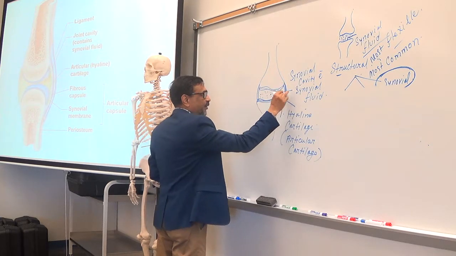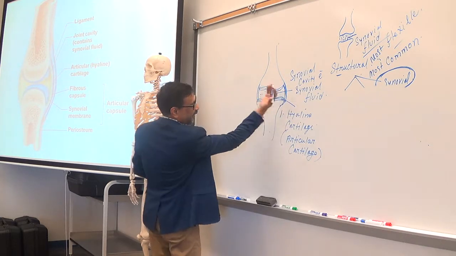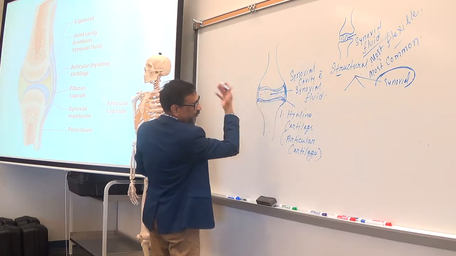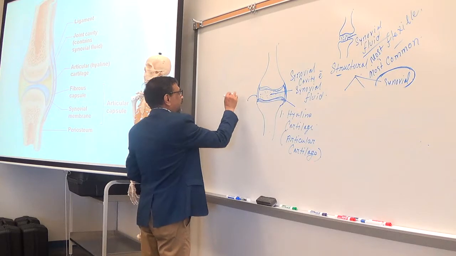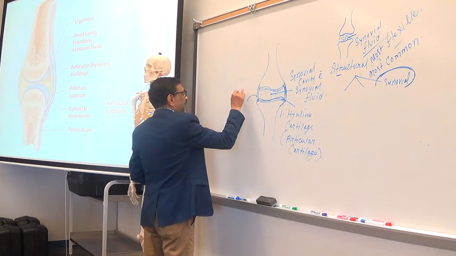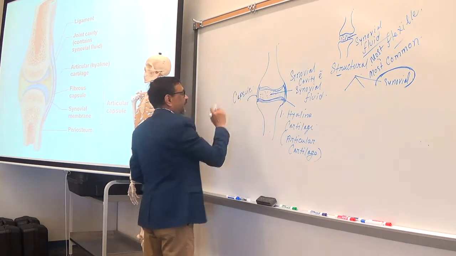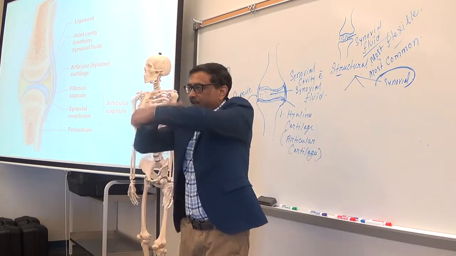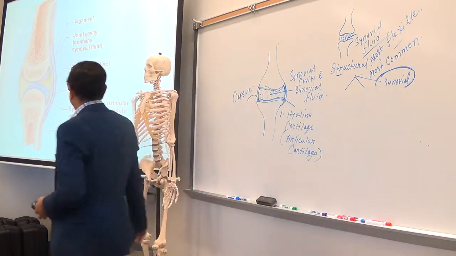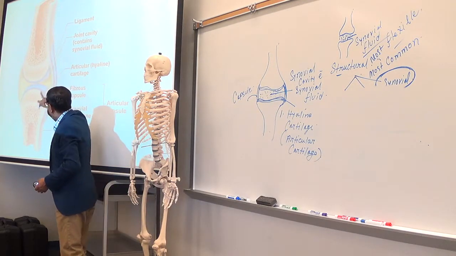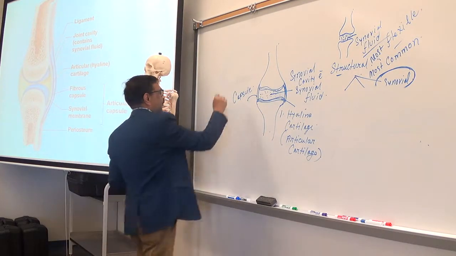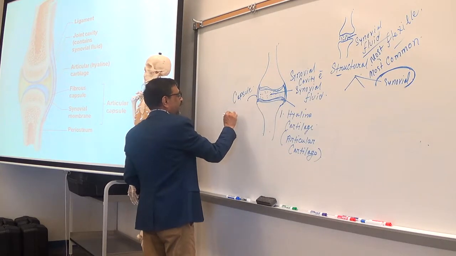Articular capsule, or joint capsule, wraps the joint like this. Okay. The capsule covers the joint like this. And the capsule has 2 layers. Okay, 2 layers in it.